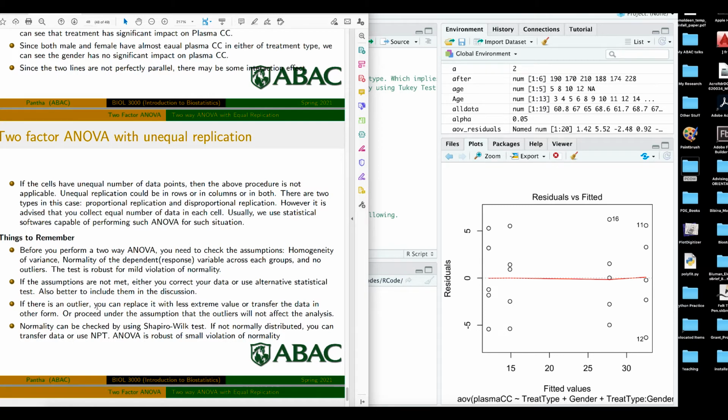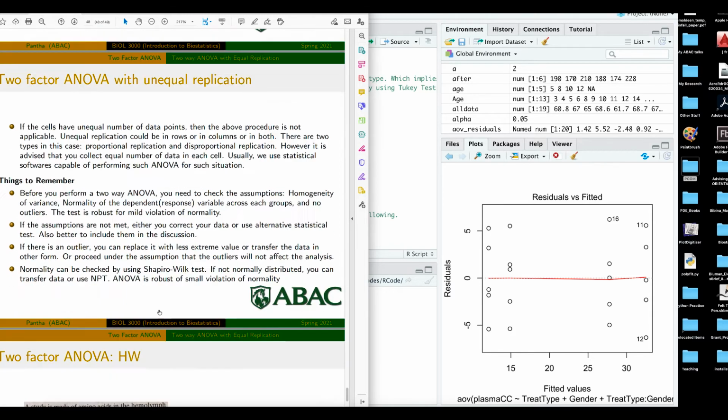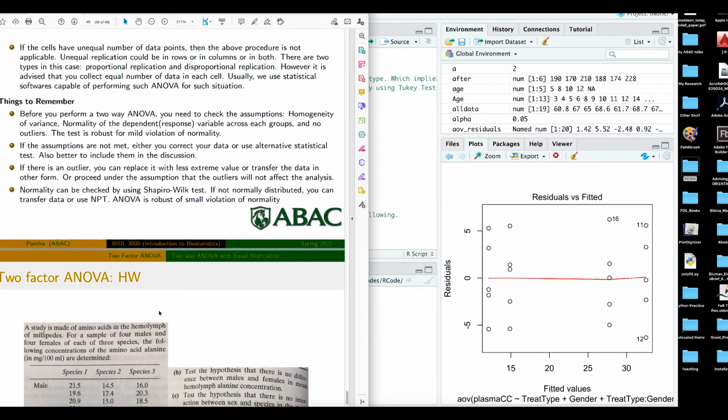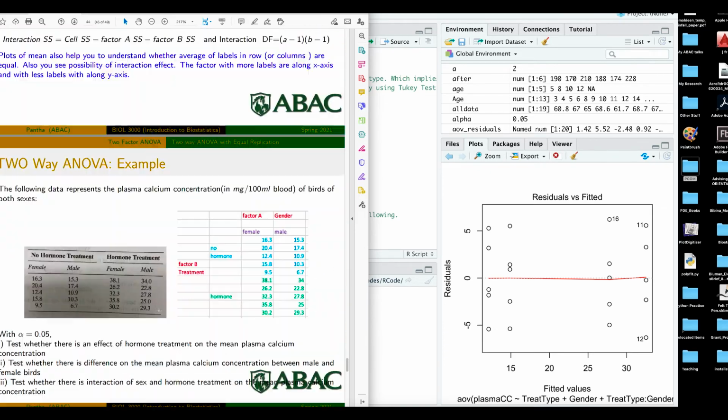If there is an outlier, you can replace it with less extreme values or transform the data into another form, or proceed under the assumption that the outliers will not affect the analysis. Normality can be checked by using the Shapiro test. We did that, right? If not normally distributed, you can transform the data or use a non-parametric test. ANOVA is robust to a small violation of normality. That is the end, and then this will be the homework problem. I will mention that on a separate sheet of paper.